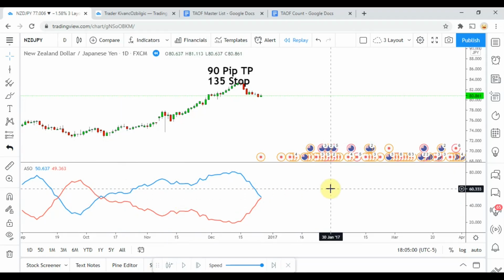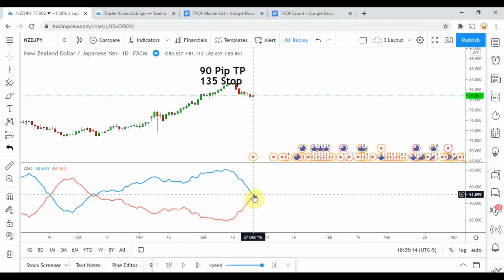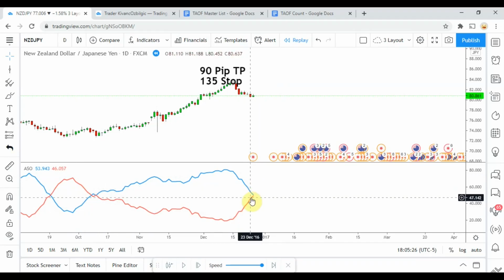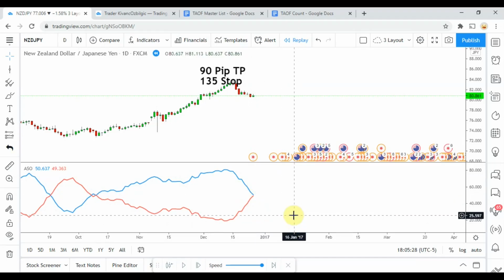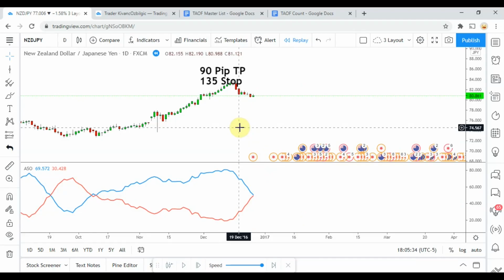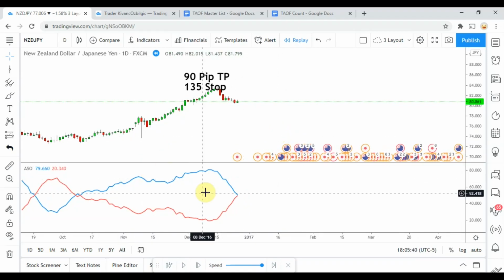And so the setup on this is pretty easy. It's basically a two-line cross, and so when the red line crosses above the 50 marker and the blue line at the same time would cross down below the 50 marker, that is a signal to go short. When the blue line crosses up above the 50 marker and the red line would be crossing down below the 50 marker, that is a sign to go long. Pretty simple setup, not a whole lot to it. Let's go ahead and get on with the testing. So that's how we'll be testing it.